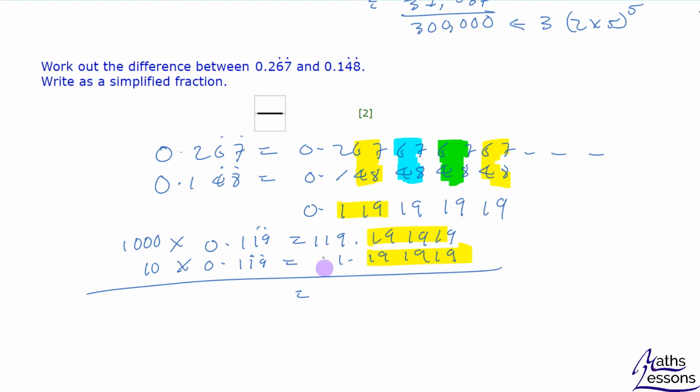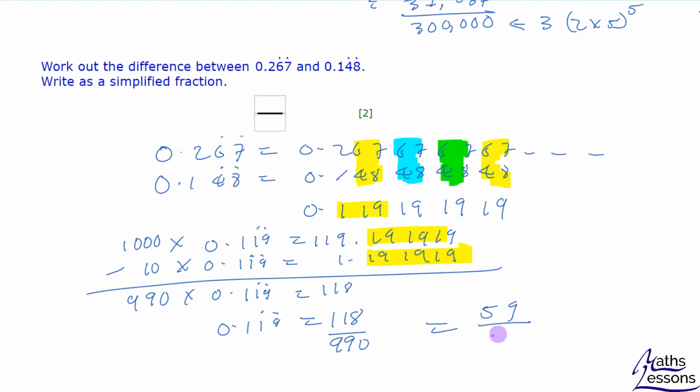1 away from 119 is 118. And we're going to do 10 lots away from 1,000 lots, which gives me 990 lots of 0.119 recurring. So divide that out, I get 0.119 recurring equals 118 over 990. And we can simplify that down to 59 over 495.